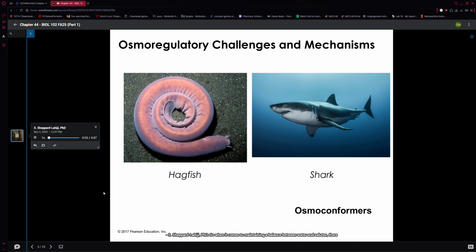So when it comes to maintaining a balance between water and solutes, there are going to be challenges that present themselves based on environmental conditions, and organisms will develop ways to overcome or win out over those challenges. Now, when it comes to the mechanism of maintaining that balance, there's two major categories. And one of the major categories is shown here, and that is an osmoconformer. So this is one way of maintaining water balance within the animal.